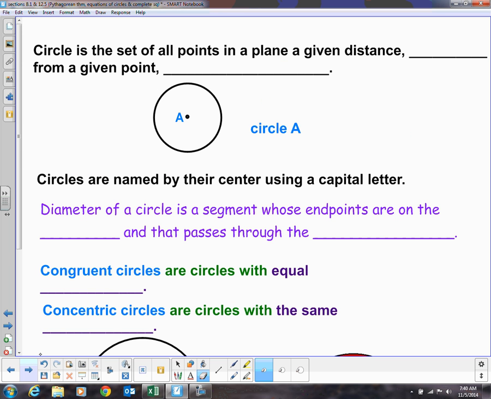All right. So let's talk about circles. What is a circle? You all played with circles before? What's a circle? Pardon? It's just a circle? It's got a definition. It's a set of all points in a plane, a given distance. What's that given distance called? Radius. From a given point. What's a given point called? Yes. A circle is a set of all points that are a given distance, that's the radius, from a given point called the center.